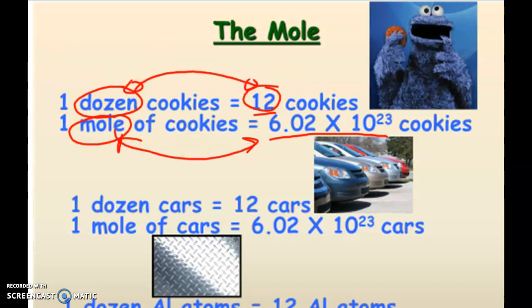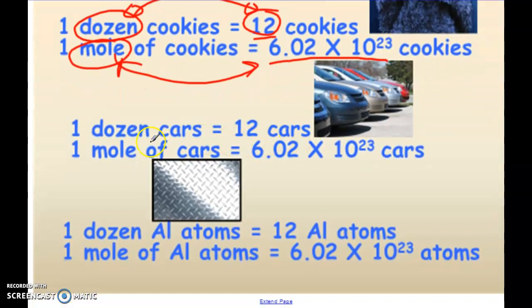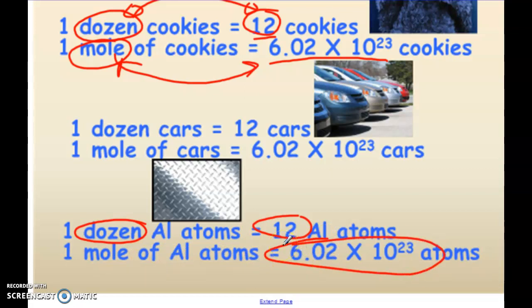If I had a dozen cars, okay, well, I have 12 cars. I have 1 mole of cars. I have 6.02 times 10 to the 23 cars. 1 dozen aluminum atoms is 12 aluminum atoms, the word and the number. If I have 1 mole of aluminum atoms, I have 6.02 times 10 to the 23 aluminum atoms. You can use the word and apply it to anything.